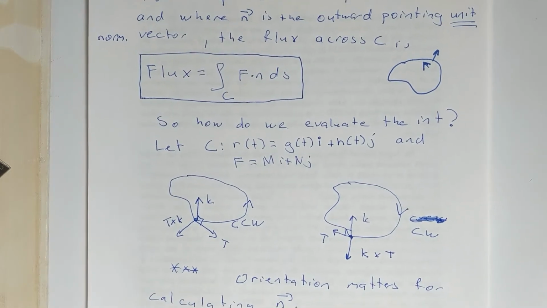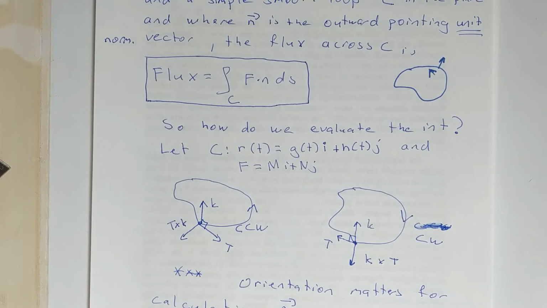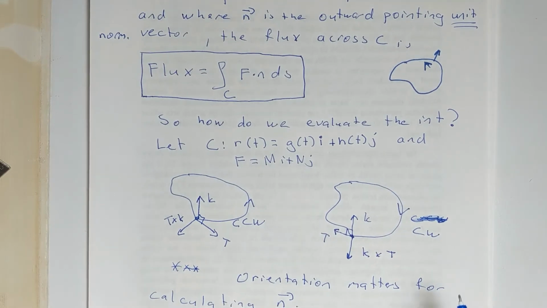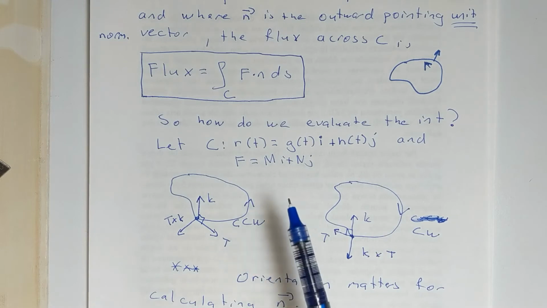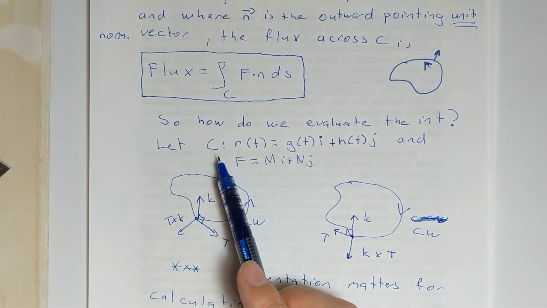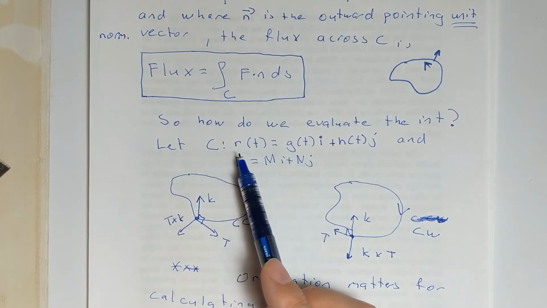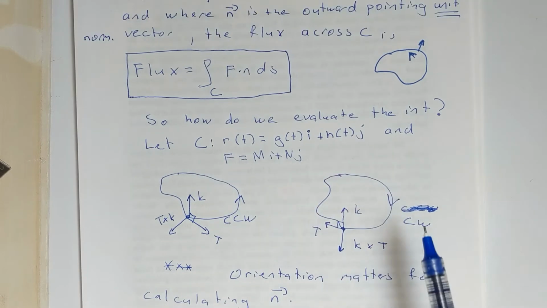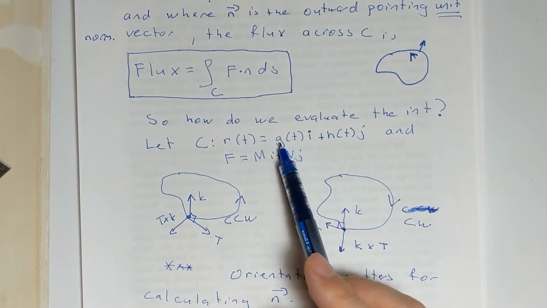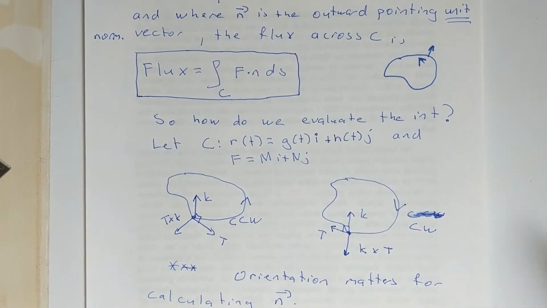So we need to get back to evaluating these integrals. How are we going to set these integrals up and evaluate them? I know how to get the tangent vector; that's just dr/dt. But how do you get the normal vector? Here we have to be very careful, because the orientation with which we describe the curve C matters. Let's say we're describing the curve as a vector-valued function, r(t) = g(t)i + h(t)j, where g(t) and h(t) describe it in terms of time.